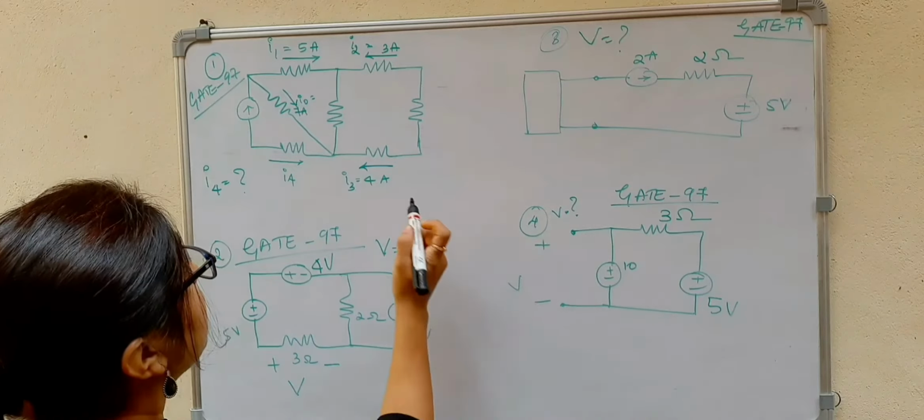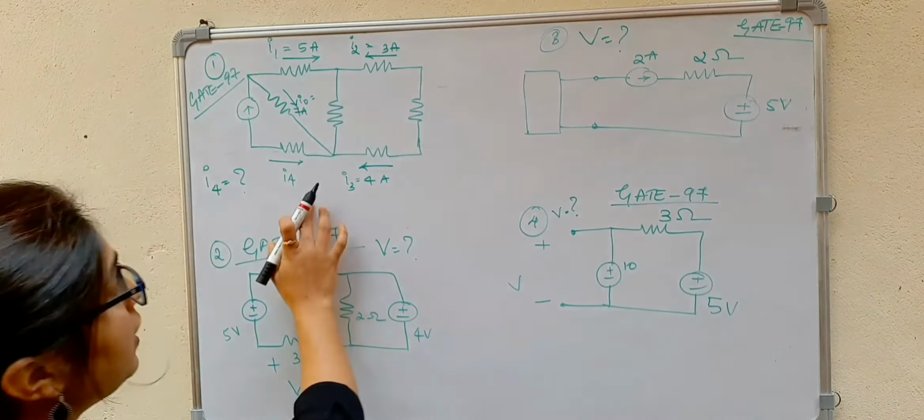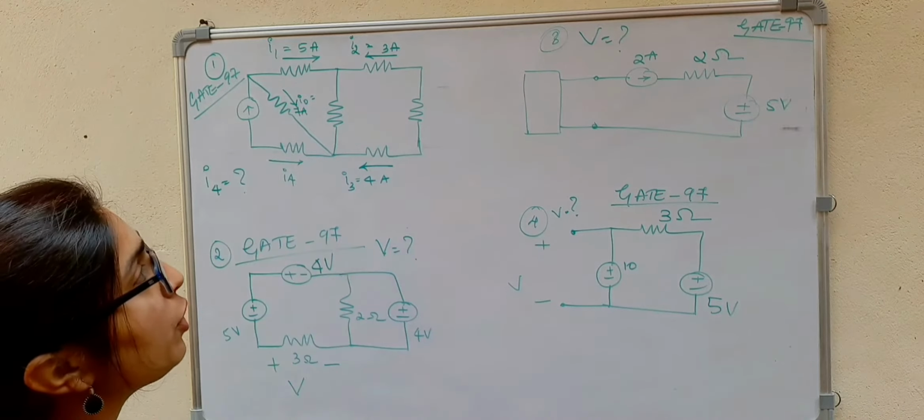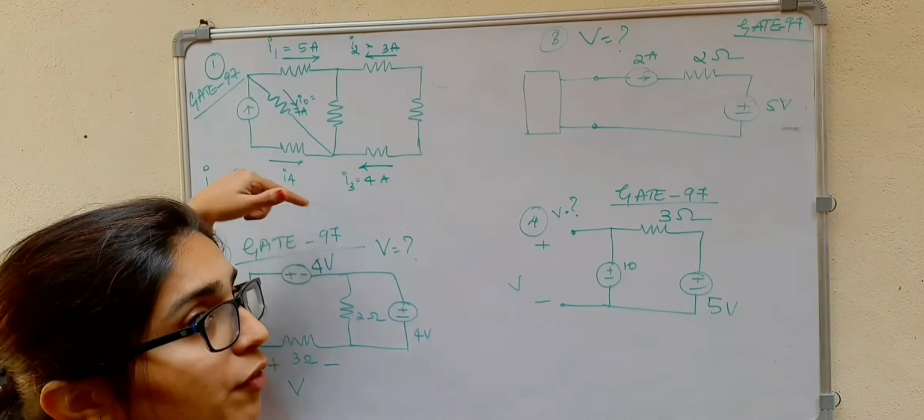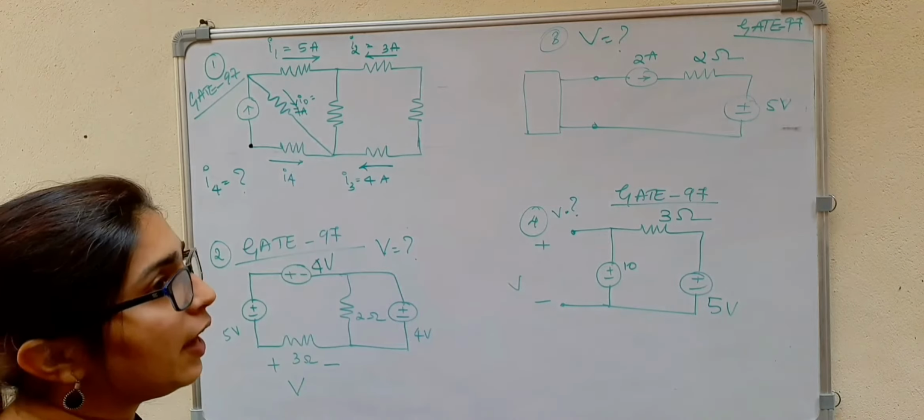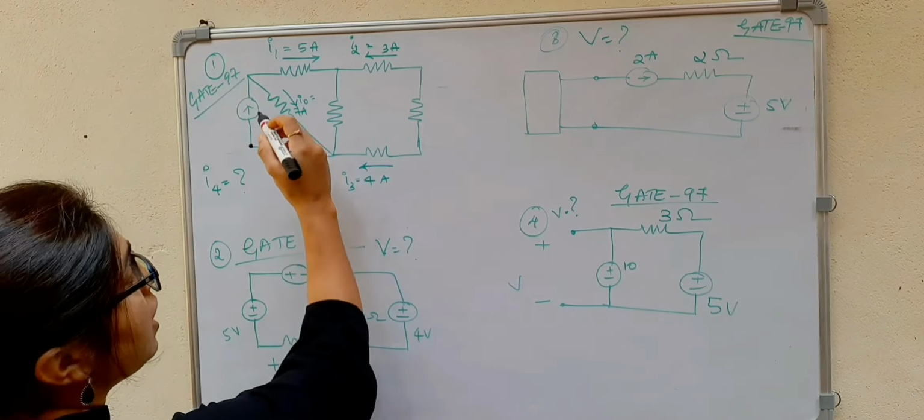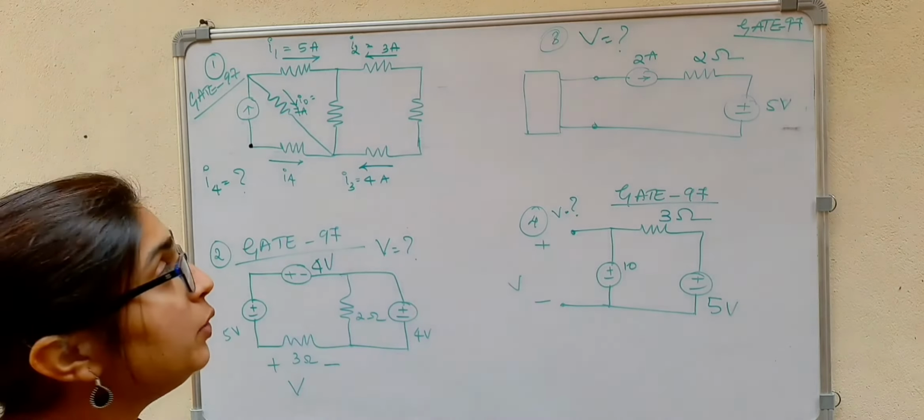In GATE 97, the first question is to find the I4 current. See here, the current source is pointing upwards, but the direction of I4 is opposite. If I apply KCL here, the sum of these two should be equal to 0.